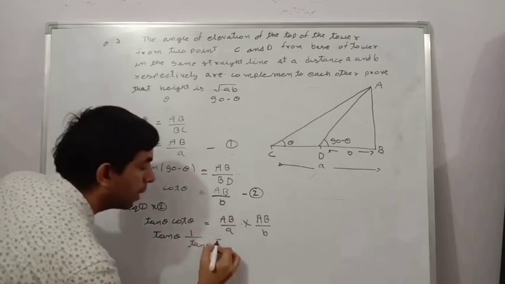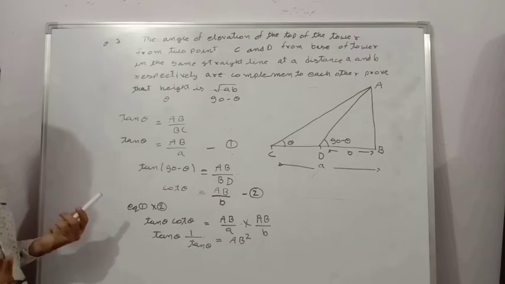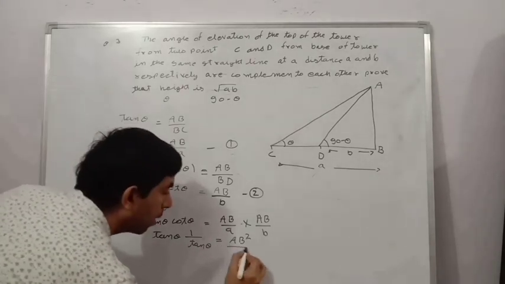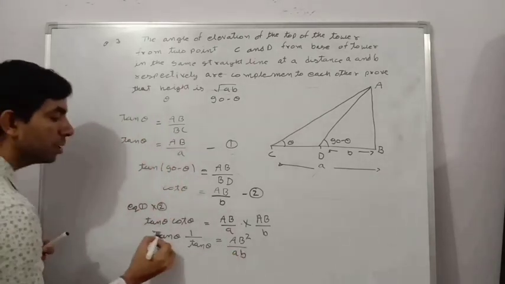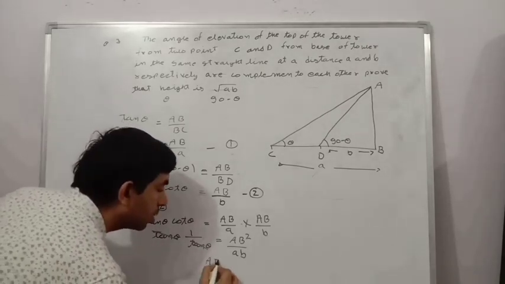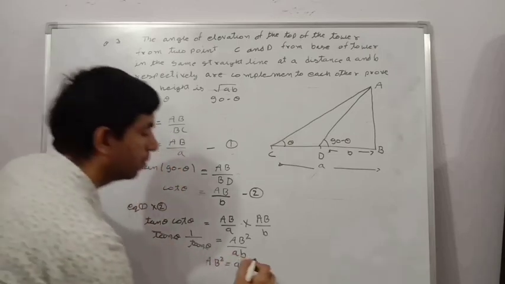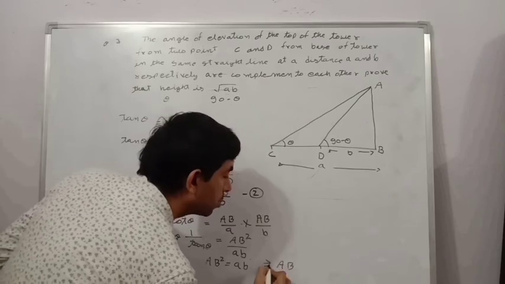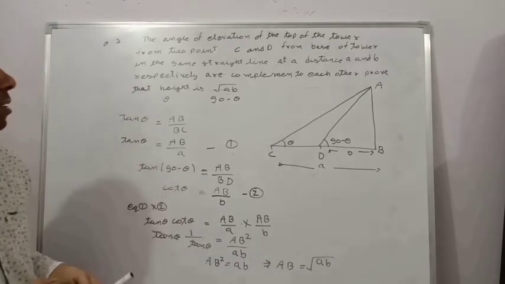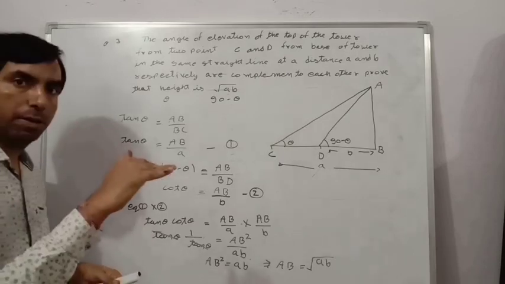AB multiplied by AB is AB square. Small a multiplied by small b, because both are different, so we write them in multiplication with each other, giving small ab. Tan theta cancels, and then we have 1. Now we do cross multiplication. Then AB square is equal to small ab. Now we take the square root, so AB equals root ab. That is our answer.